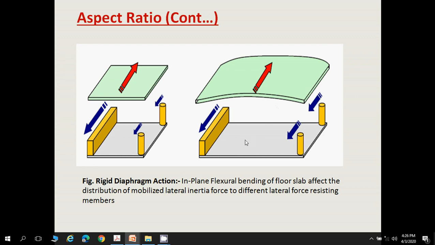So in this picture it is clear that if the aspect ratio, or the length to width ratio, is less than 4, then the rigid diaphragm action will occur, and if the aspect ratio is greater than 4, then flexural bending of the floor slab occurs, so that they cannot transfer the load to the lateral load resisting system in a good manner. And this figure is taken from a manual on some concepts in earthquake behavior of a building, published by Gujarat State Disaster Management Authority.